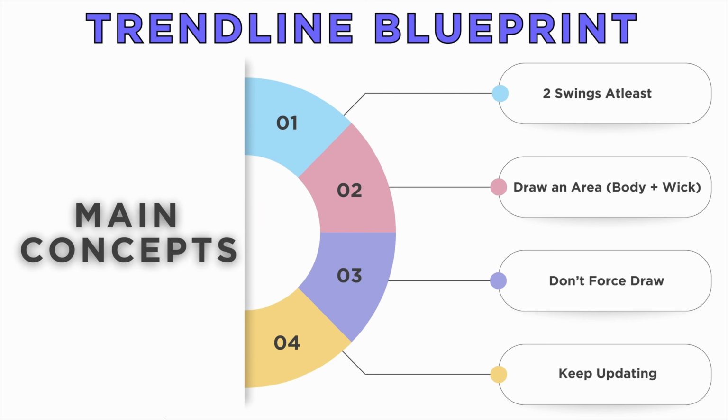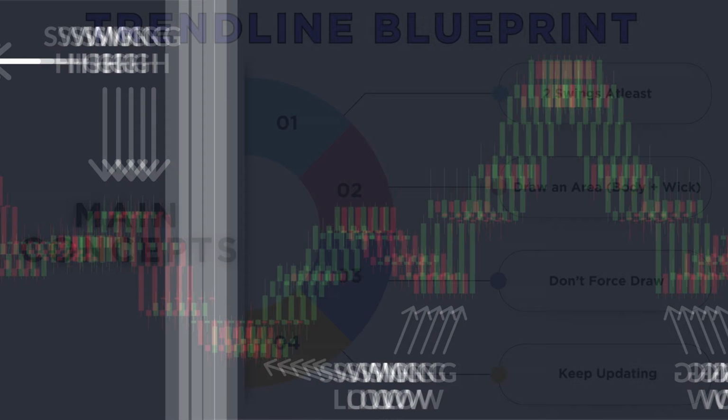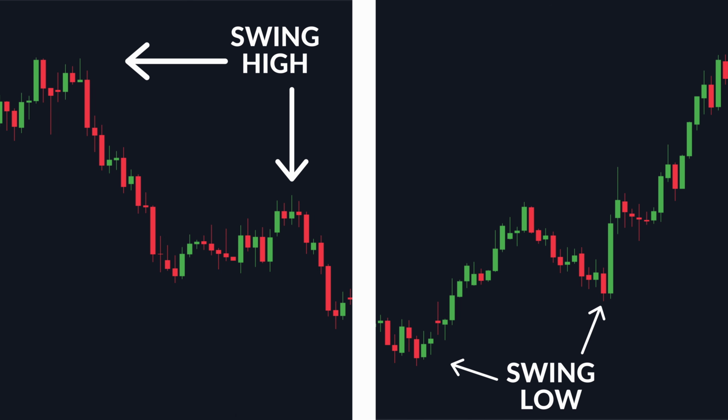Now you know what trend lines are and why we use them. Let's understand how to draw a perfect trend line. To draw a perfect trend line, you have to keep four factors in mind. The first one is you need at least two swings. They can be swing highs or they can be swing lows depending upon the market condition.